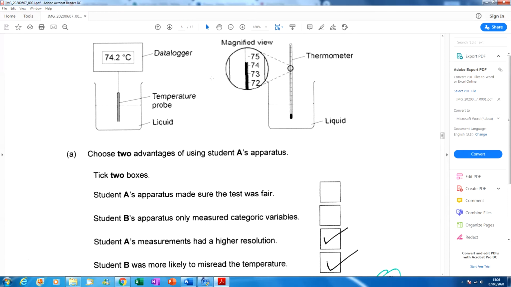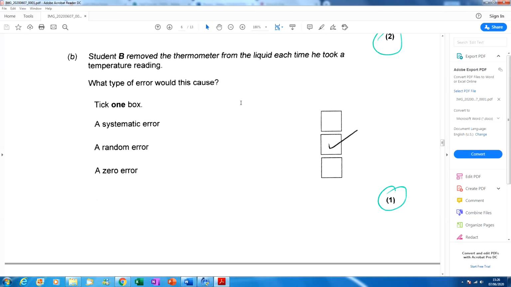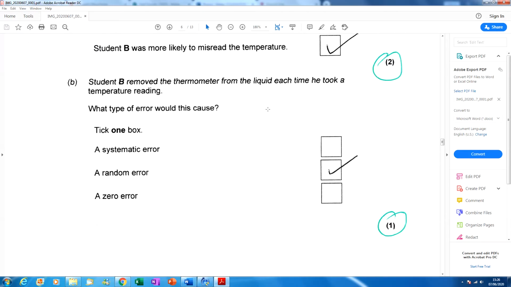So you can't get this line of sight problem with the data logger because the numbers are just the numbers, 74.2. So 1 mark for each of those. Shouldn't be remove the thermometer from the liquid each time you took a temperature reading. What type of error would this cause? Tick 1 box. Is it systematic, a random error, or a 0 error?